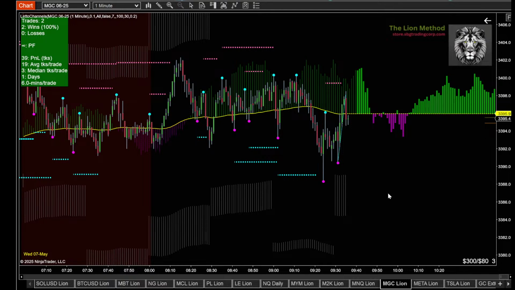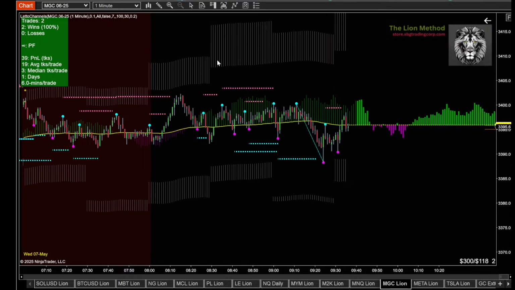Really not too much. Again, I'm not going to trade a market if it's just sitting around the 100, because that is chop, chop, chop. I want a market that is moving. I want volatility, right? So how do we measure it? Again, we measure it with Leto Channels. Leto Channels is a proprietary algorithm for picking out these levels, and it's based on historical movement in the instrument.